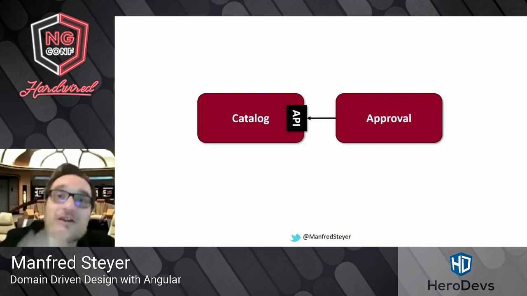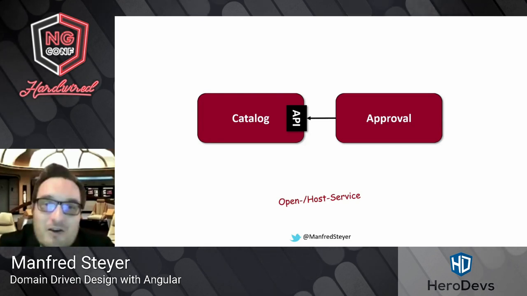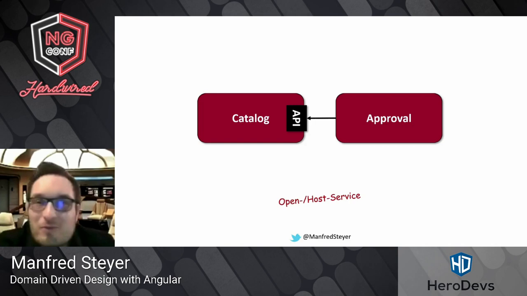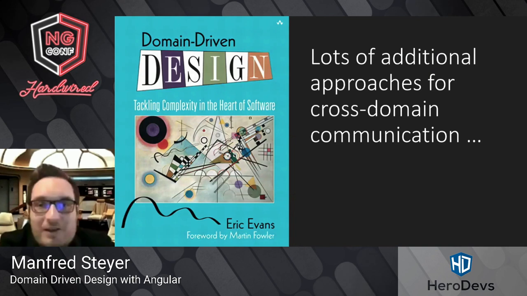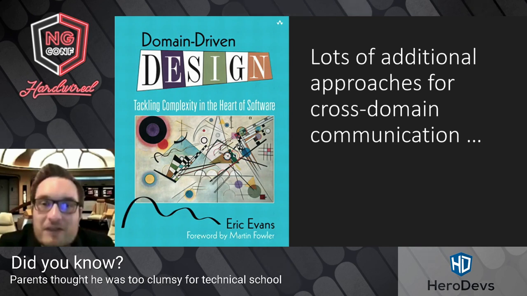The official domain-driven design term is open host service, but the name service has another meaning in the area of Angular, so I'm going with the name API. It also fits into this black box here, so it seems to be more fitting. When it comes to domain-driven design and to this original book where all the ideas have been written up, you will find a lot of additional approaches for cross-domain communication. But for the time being, I will stick with those ideas, namely with the shared kernel and with APIs. So this was the first side of my coin.